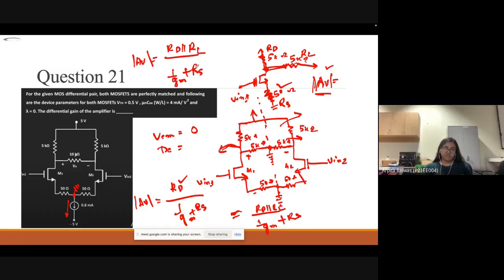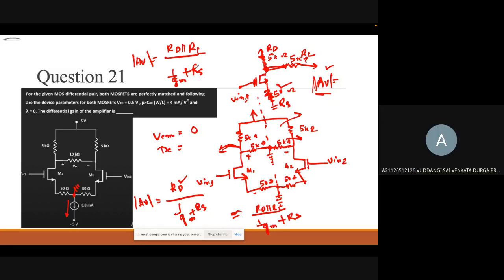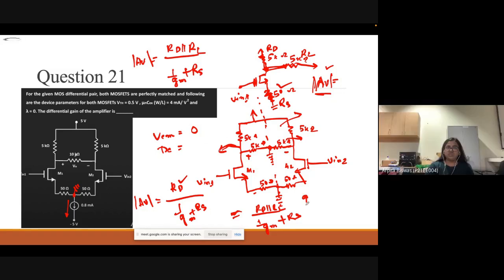RD value is given, RL value is given, RS value is also given. So we have to find the value of GM, right? So what is the value of GM, Pradeep? Under root of 2 ID into mu n Cox W by L. GM is root over twice ID mu n Cox W by L. Yes. So now tell me what is the value of GM.